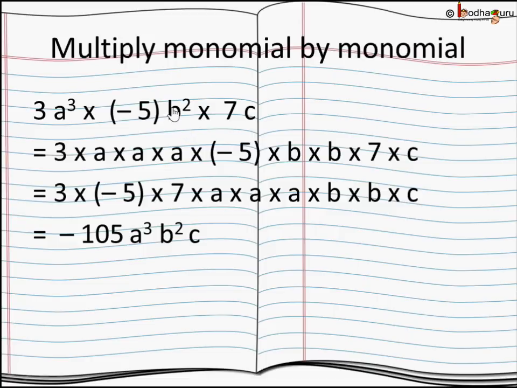If suppose there was A here also, we would have moved A also together, so that it would have become A into A into A into A, A to the power 4. So keep the variables of same names together, keep all the constants together, and you can multiply easily. But count these things correctly. If you add 3A here and 1A here, then final answer should have A to the power 4.